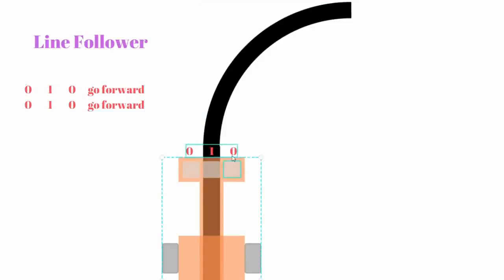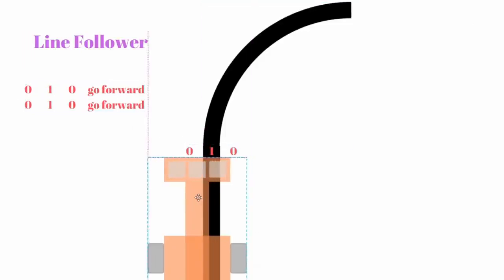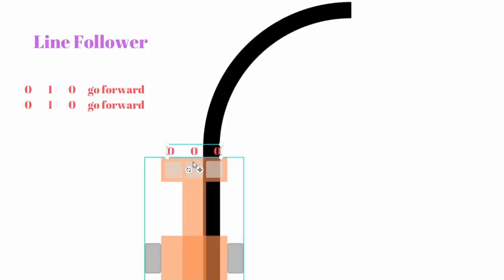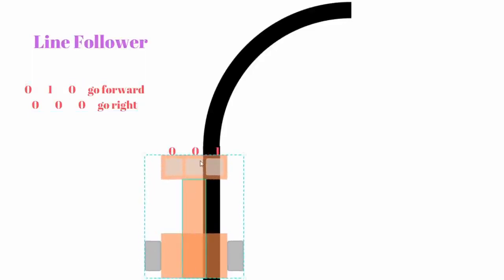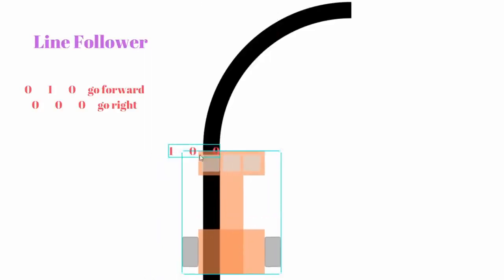Then let's say that we have this. In that case, it will be 0, 0, 1. So if we have 0, 0, 1, we can go right, so we will rotate towards right. And if we have, let's say, 1, 0, 0, which will be this case, then we can say go left.